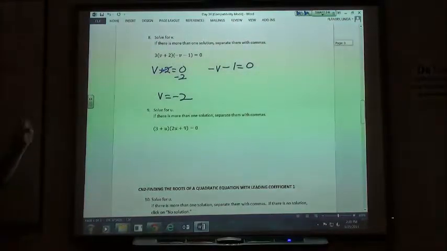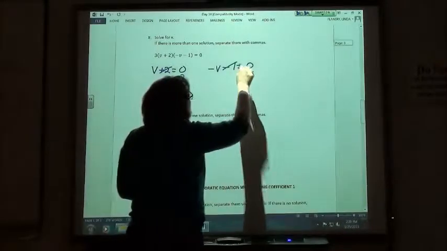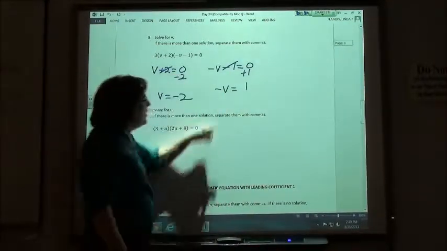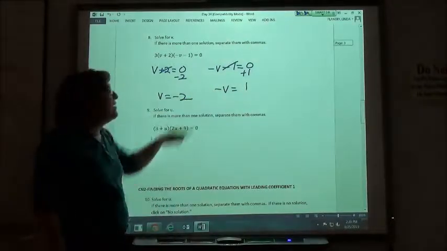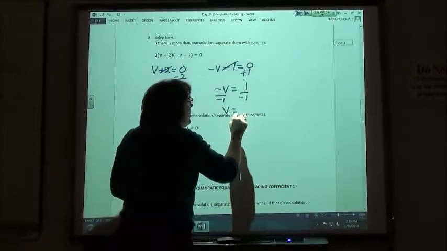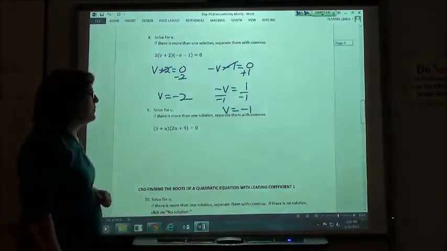Now on the next one, couple different ways you can solve it. If we solve it our normal way, we say, oh, I got to plus my 1, so negative v equals 1, but then I have to remember to get rid of the negative side. I'm dividing by negative 1. 1 divided by negative 1 gives me negative 1 for my answer.